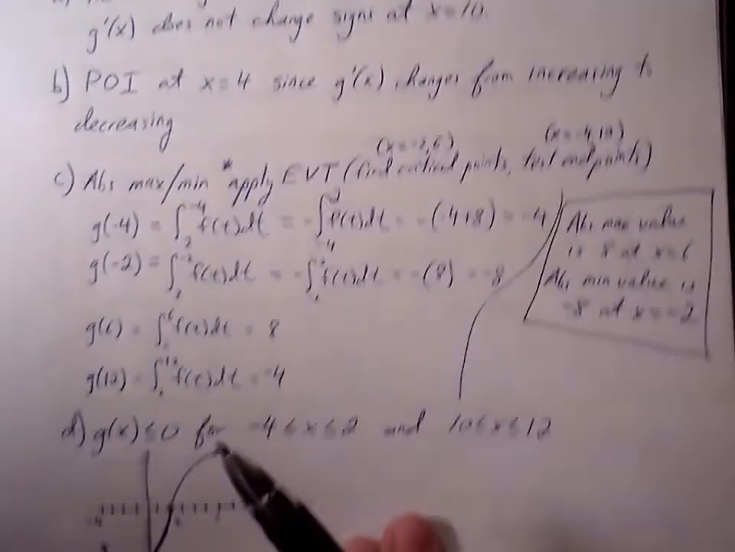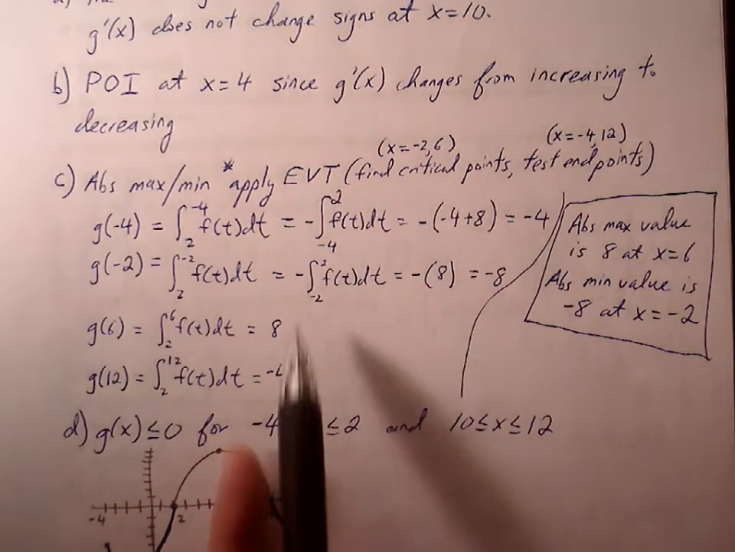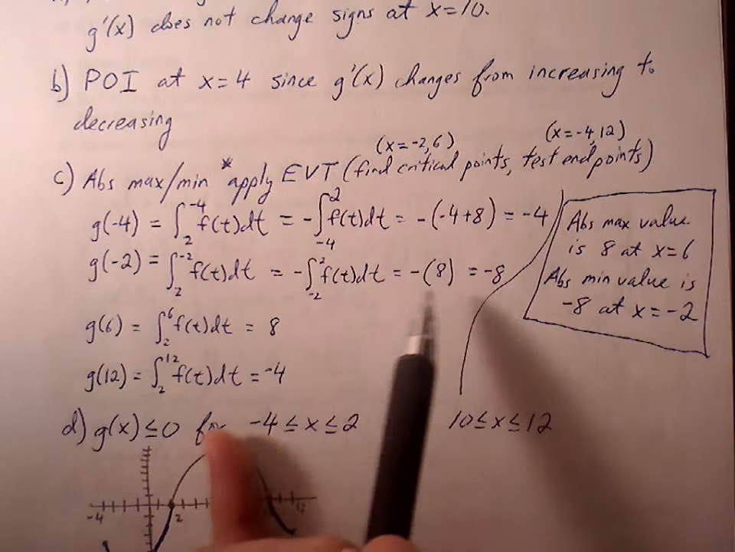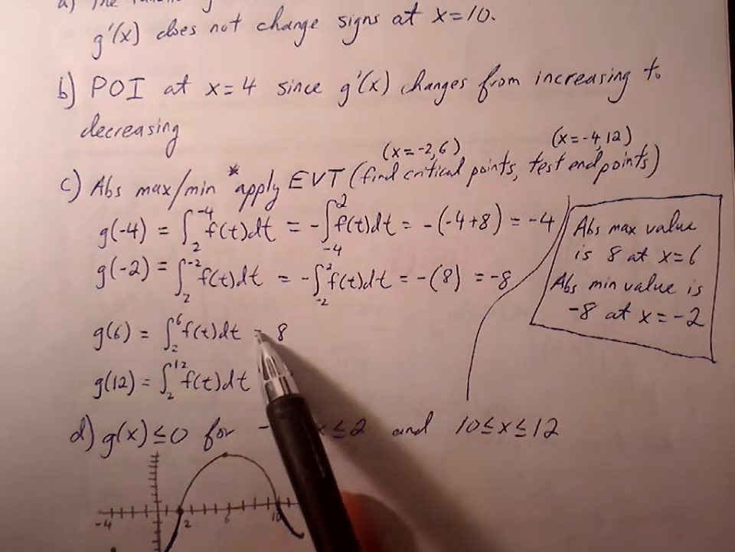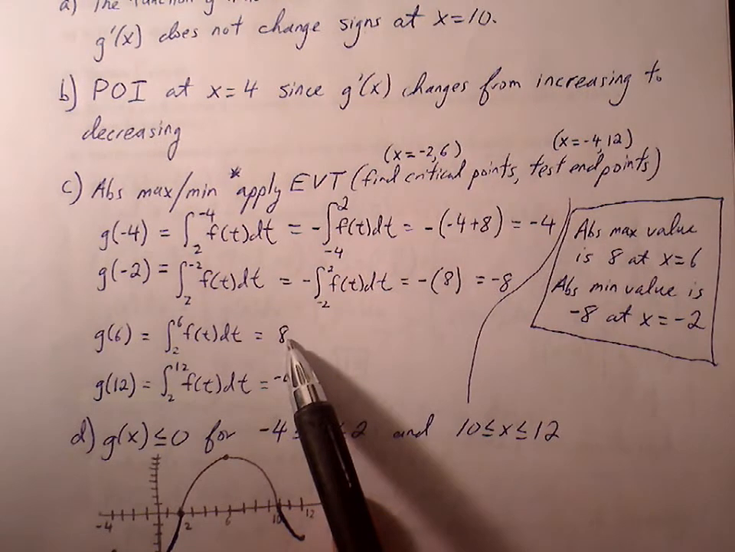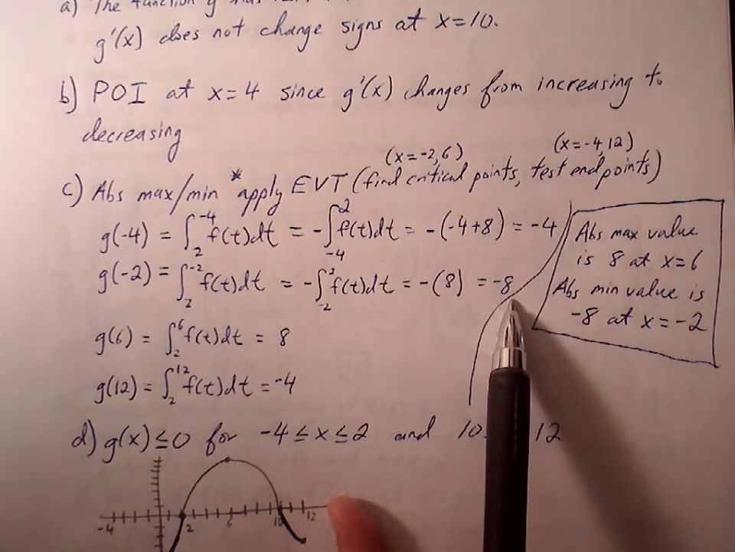And now we can compare the values. Comparing all these locations of our critical points and endpoints, we see the highest y value is 8, so absolute max value is 8 at x equals 6, and the lowest y value that we see is negative 8, and that's our absolute min value.